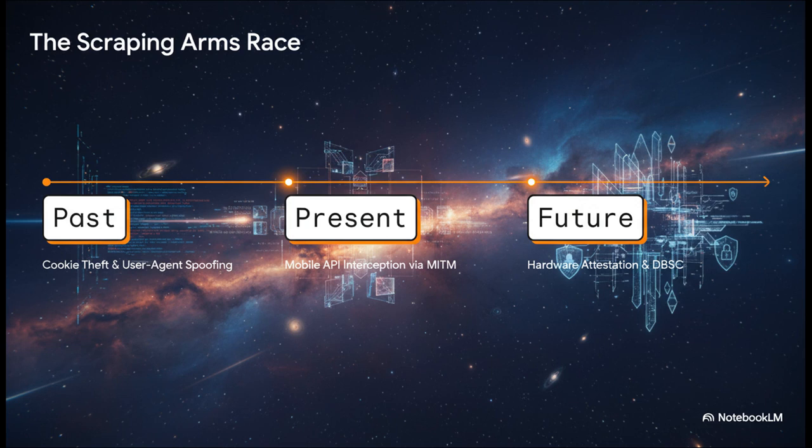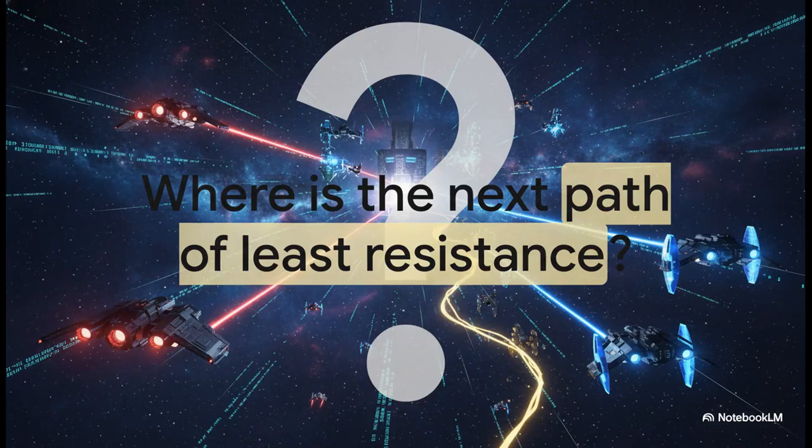You can really see the escalation on this timeline. The past was all about simple tricks, faking user agents. The present, like we've been talking about, is about intercepting these mobile APIs. But the future? The future is going to be a battle over hardware itself, with tech like DBSC and hardware attestation leading the charge. And this is the question that every developer in this space really needs to be thinking about. The game never ends, the battlefield just shifts. As our hardware becomes the new lock, what's going to be the next key? The need for data isn't going anywhere, so innovation will always find a path. The only question is, what will that path look like?